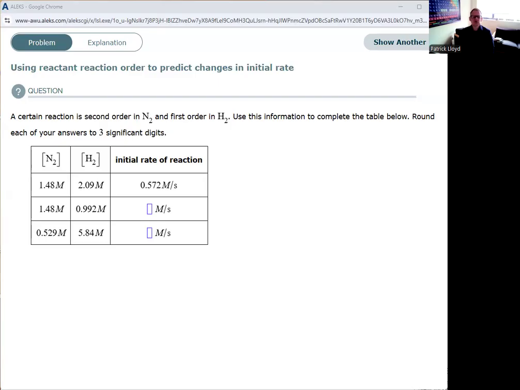Okay, so in this particular problem, we're going to look at how we use what's called the rate law. Specifically, it's called the differential rate law. And so I'll run you through this example. Let's read through it first.